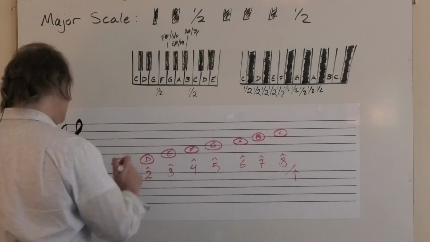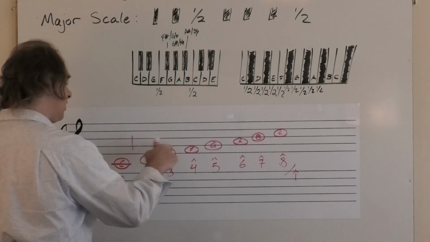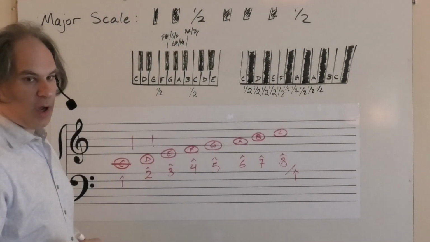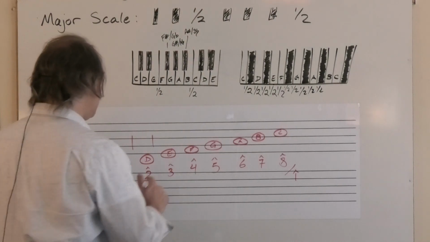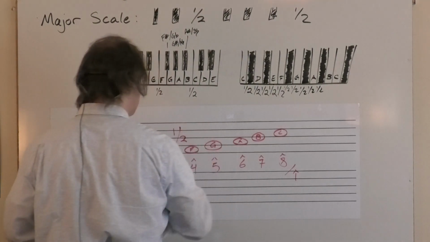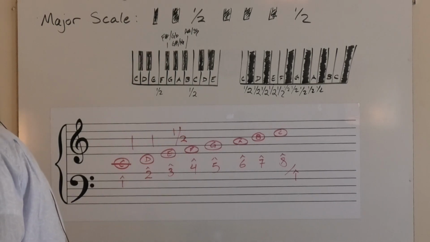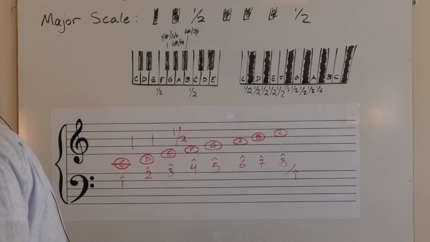So between C and D is a whole step. Between D and E is a whole step because you have to go through a black key. Between E and F is a half step. They're two white keys. Here's E, here's F.